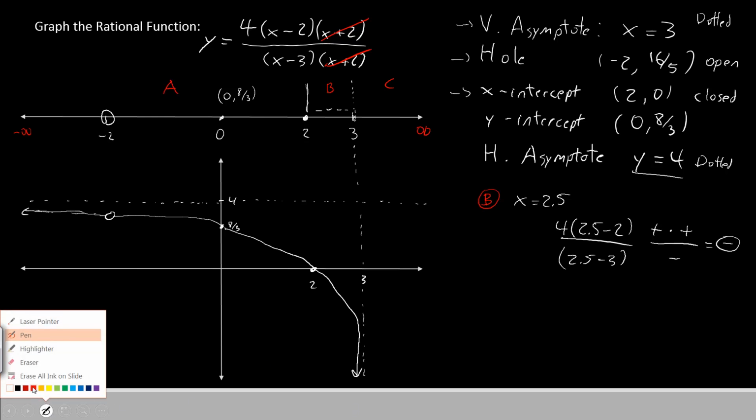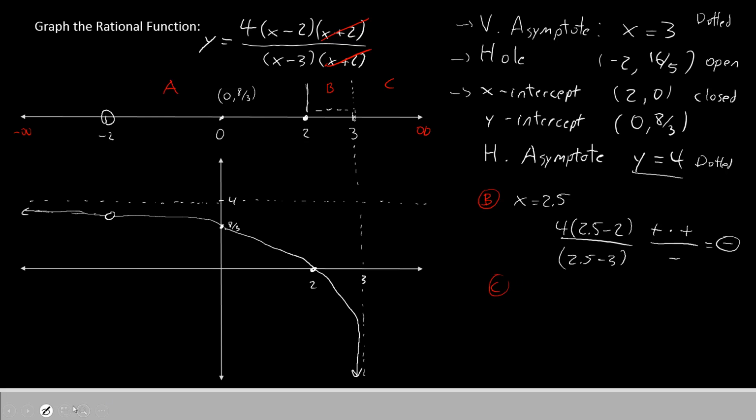Now on to section C. Let's pick an x value that is between 3 and infinity. How about 4? We're going to put in 4 everywhere in the rational function where you see x. We'll have 4 times 4 minus 2 divided by 4 minus 3. We know that 4 is a positive number. 4 minus 2 is definitely greater than 0, so that's positive. And 4 minus 3 is also a positive number. So region C will return positive. Place that here on the number line.